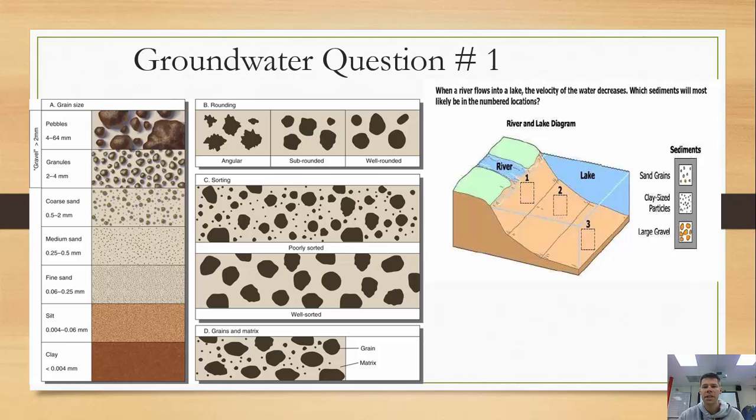When a river flows into a lake, the velocity of the water decreases. So which sediments will most likely be in the numbered location? Number 1, very close to the river. Number 2, farther away. And number 3, the farthest point away from the river itself.